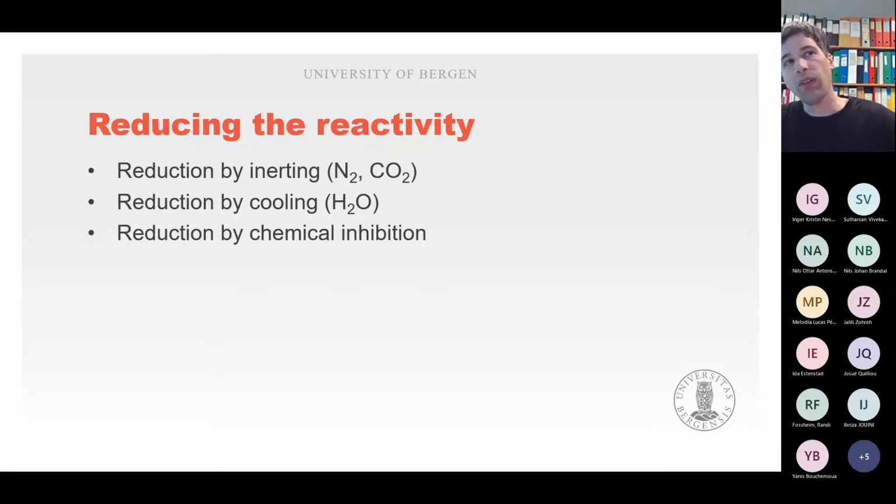So the third option is chemical inhibition, which is basically what I am looking at in my PhD project. To explain how this works, you need to know a bit about the combustion of hydrogen. So you all know that hydrogen and oxygen will turn into water. This reaction is in fact a very slow reaction, and in reality this does not happen.